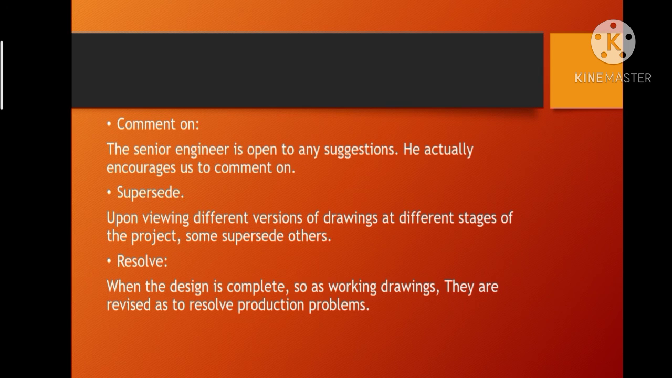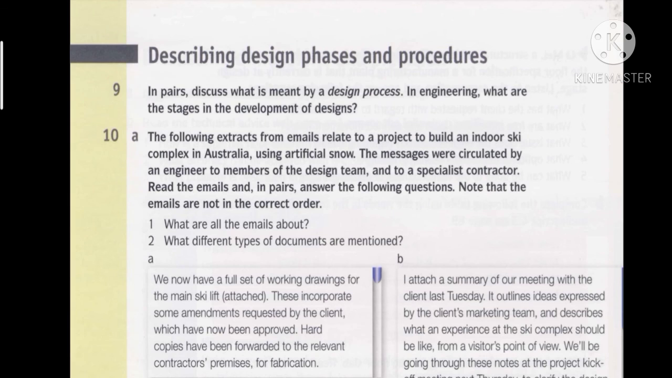So we have finished explaining the PowerPoint PDF, and of course I will make the PDF for you. Now moving to the exercises. Describing design phases and procedures. Number 9. In pairs, discuss what is meant by a design process in engineering. What are the stages in the development of designs?